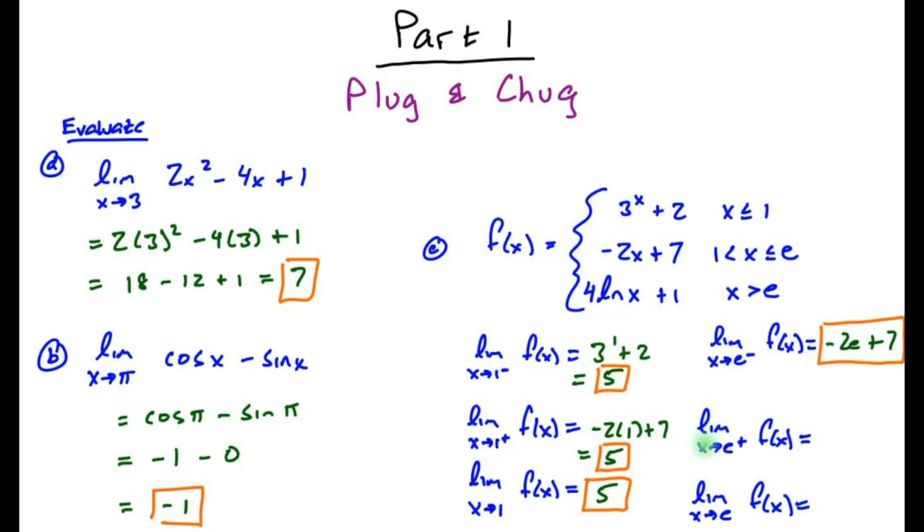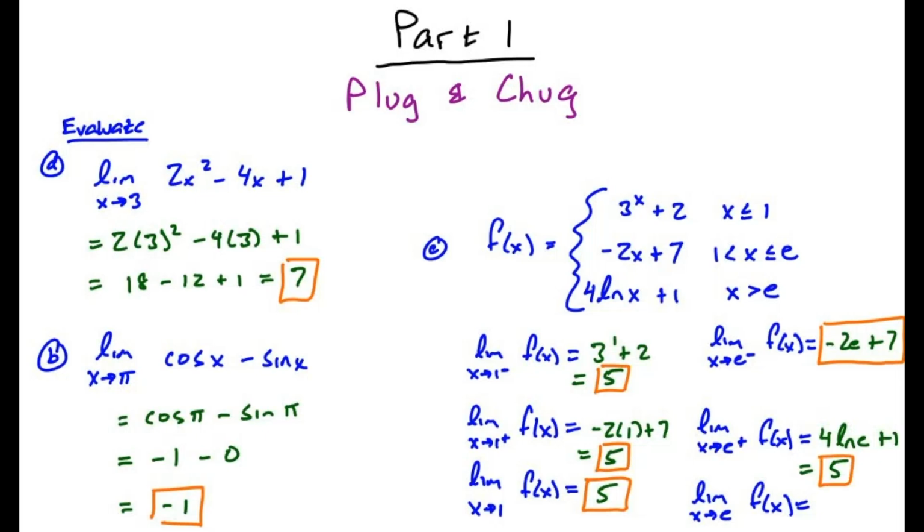If we try to evaluate the limit as x approaches e from the right, we want to make sure that we plug it into the part of the function that allows us to use values of x that are slightly bigger than e. So the bottom part. That'll be 4 natural log of e plus 1. Recalling natural log of e is just 1. Then we'll have 4 times 1 plus 1. So it should result in a limit value of 5.